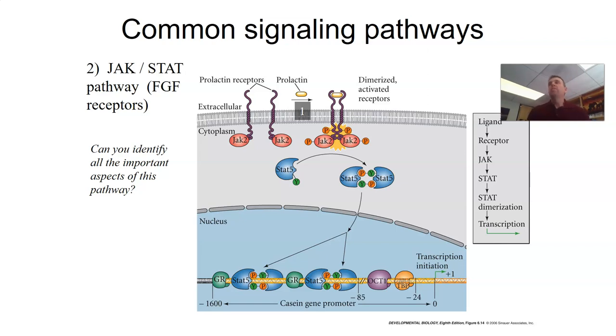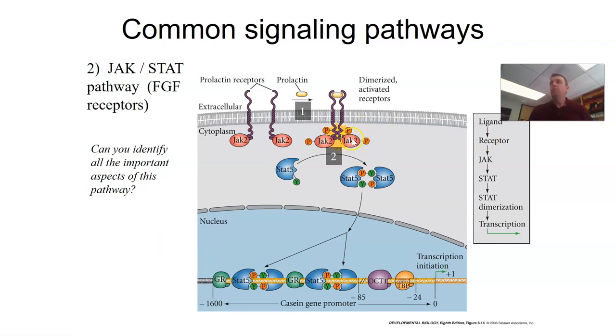So what's happening in step 1? Well, in step 1, prolactin is our ligand, and it's binding to our receptor and causing dimerization. And upon dimerization, what happens? Well, upon dimerization, the receptors phosphorylate each other. JAK, which is bound to it, now becomes phosphorylated as well.